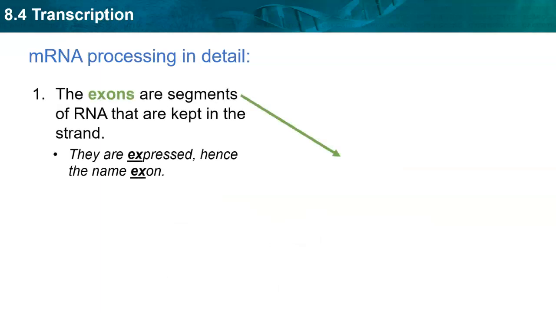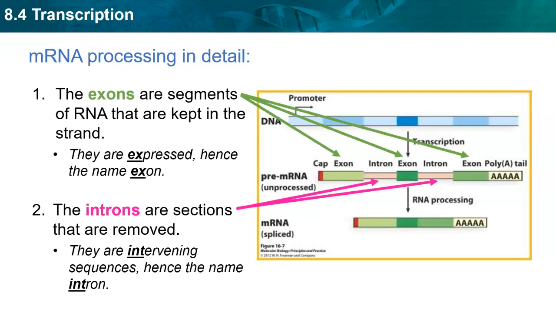So let's look at those details, and on your Power Note sheet follow along with this diagram so that you can label everything appropriately. You have the exons, which are going to be segments of RNA that are kept in the strand. Those are the ones that are actually used for gene expression, meaning the sequence of those nucleotides is used to make a protein. That's why we call it an exon, because it is expressed.